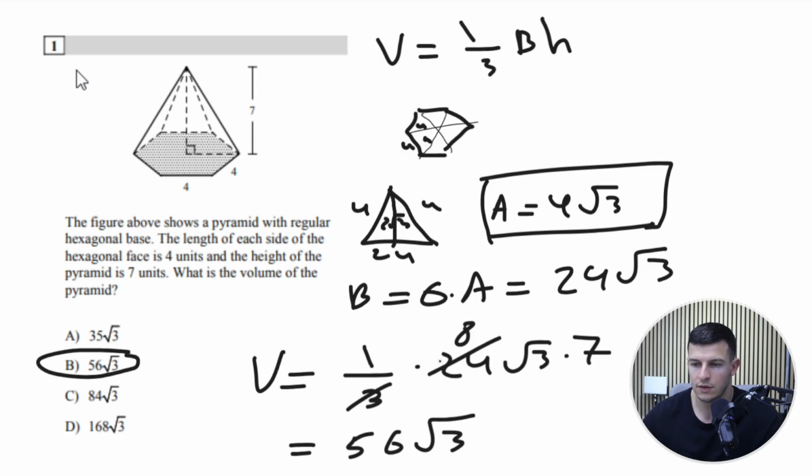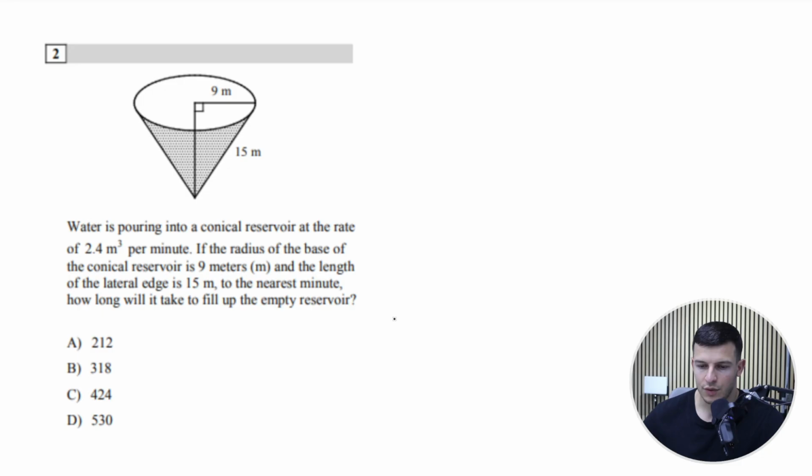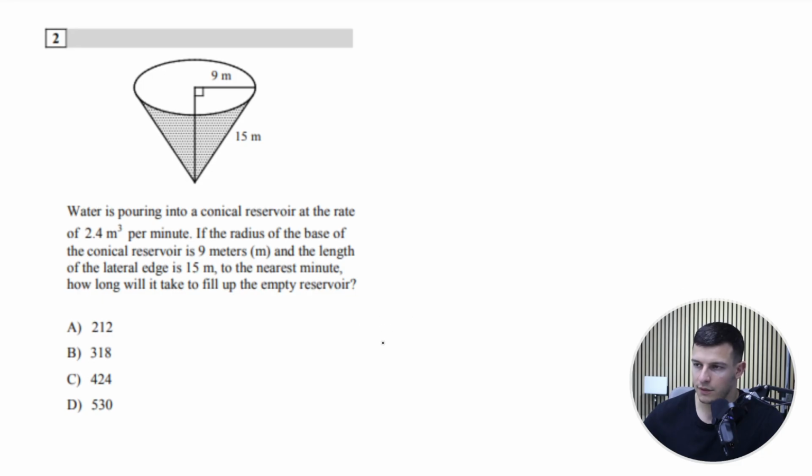So the answer is going to be, all right, last question of this video is going to be about cone. Water is pouring into a conical reservoir at the rate of 2.4 meter cube per minute. If the radius of the base of the conical reservoir is 9 meters and the length of the lateral edge is 15, to the nearest minute, how long will it take to fill up the empty reservoir?